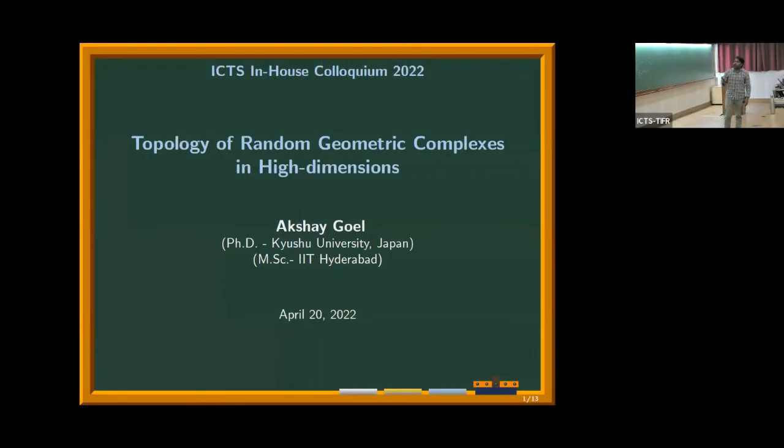I am Akshay, and I have recently joined as a postdoc here and am working with Anirban. Today, I would like to talk about the topology of random geometric complexes in high dimensions.